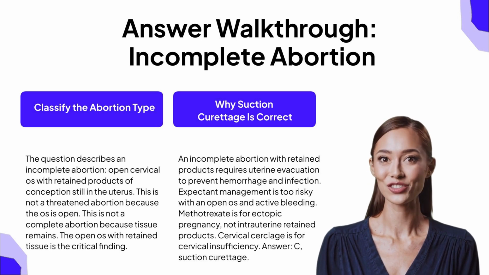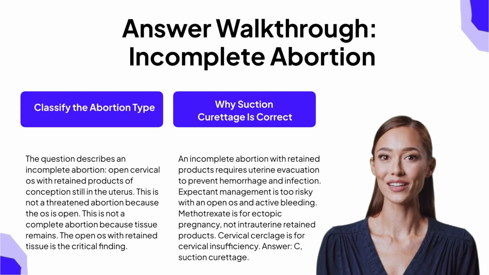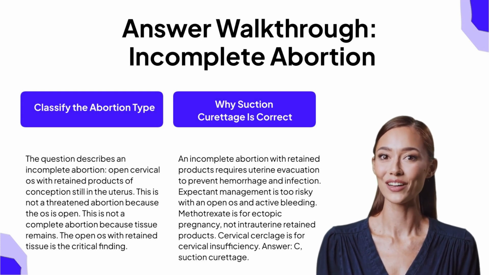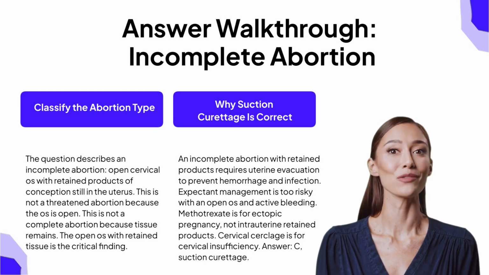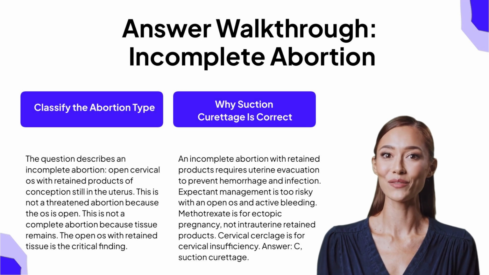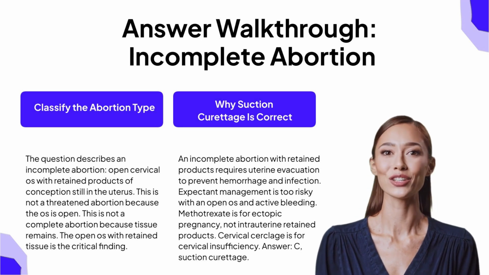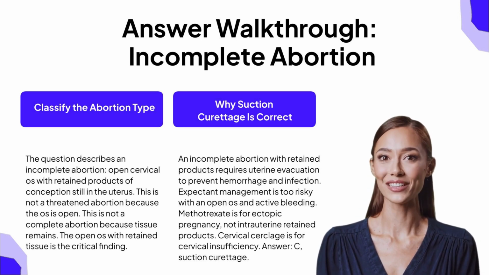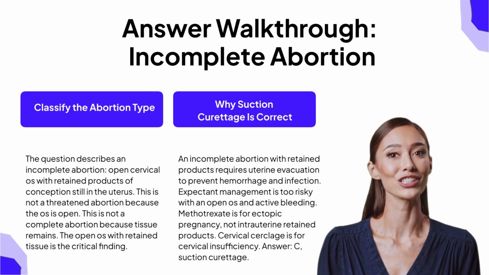Threatened abortion has vaginal bleeding, but a closed cervical OS and fetal cardiac activity is still present. Inevitable abortion has an open OS, but tissue has not yet passed. Incomplete abortion has an open OS with some, but not all tissue passed, and there are retained products on ultrasound. Complete abortion means all products have passed, the OS is closing, and the uterus is empty on ultrasound. Missed abortion has no fetal cardiac activity, but the OS is closed and no tissue has passed.